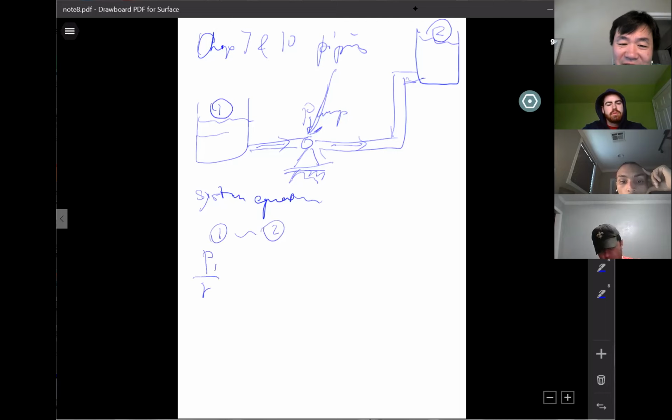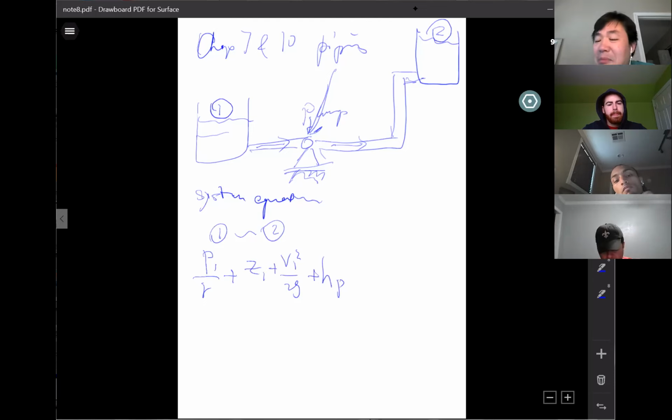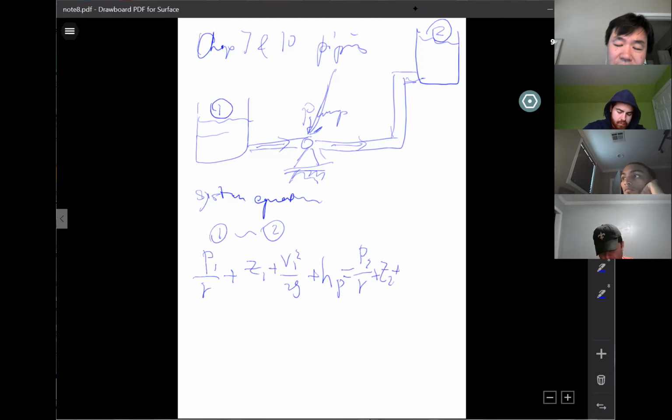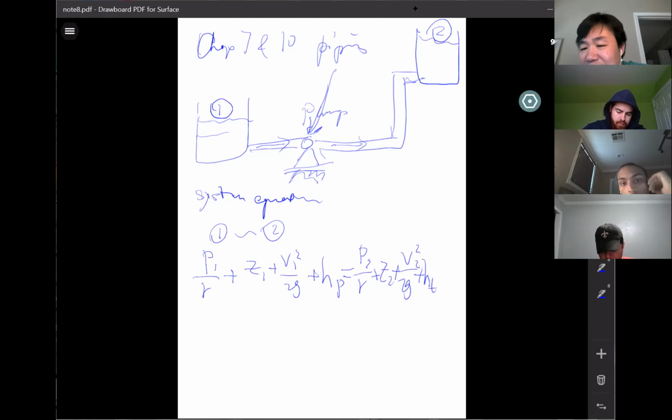The equation is very similar to Bernoulli: P1 over gamma plus Z1 plus V1 squared over 2g plus HP. We introduced something called HP. It's called pump head, the pressure energy supplied by the pump, equals P2 over gamma plus Z2 plus V2 squared over 2g plus HT. Another thing is called the turbine. A turbine takes energy from your piping system.